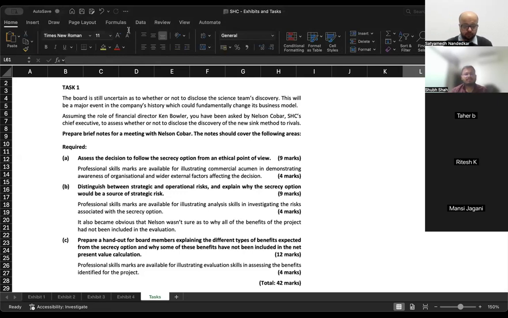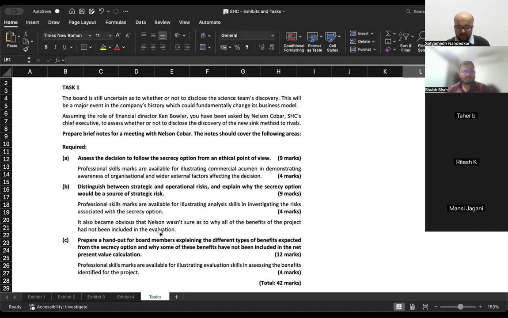Professional skill marks are available for illustrating analysis skills and investigating the risk associated with the secrecy option. It also became obvious that Nelson wasn't sure as to why all of the benefits of the project had not been included in the evaluation.